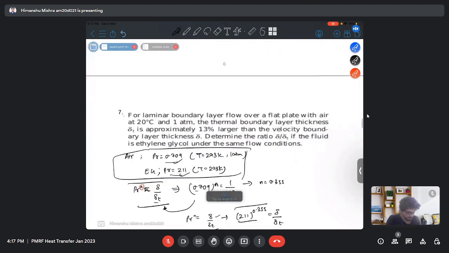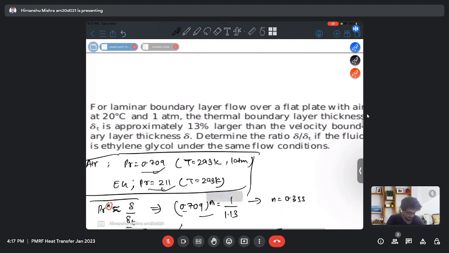So usually in the textbook, in numericals, they have not mentioned any properties of fluid. So usually in the example problems, they don't mention the Prandtl number. So we need to take that from the handbook or some available data. Otherwise, in an exam, Prandtl number is usually directly given in the question.